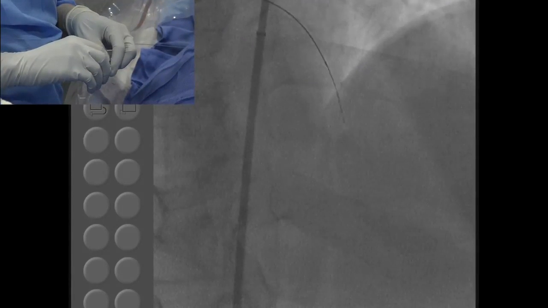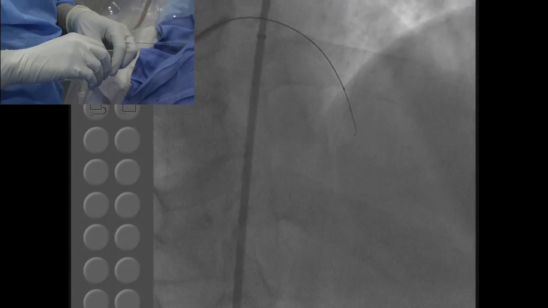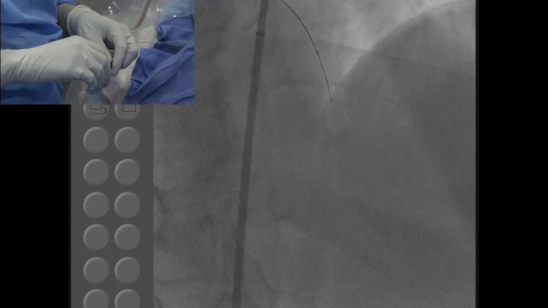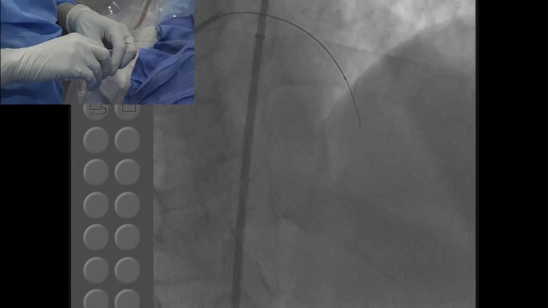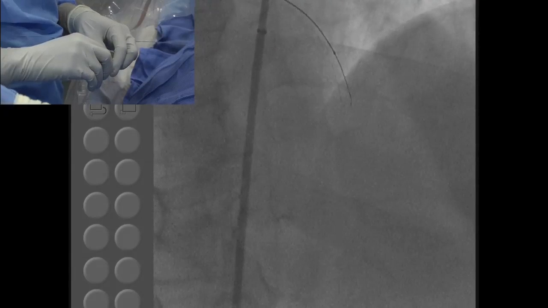All right. And tell us where are we? No, I'm just trying to see. I think it's still subintimal, and since the distal vessel is so small, somewhere here, trying to re-enter.